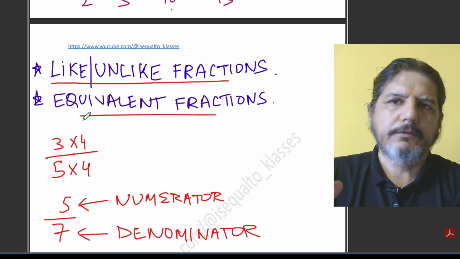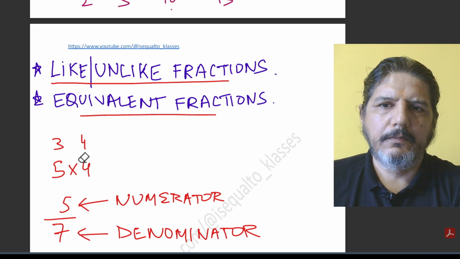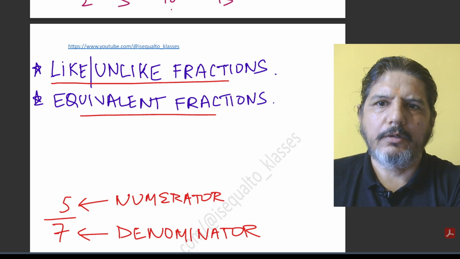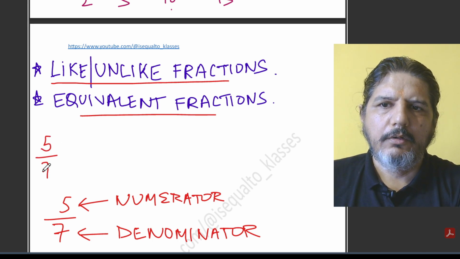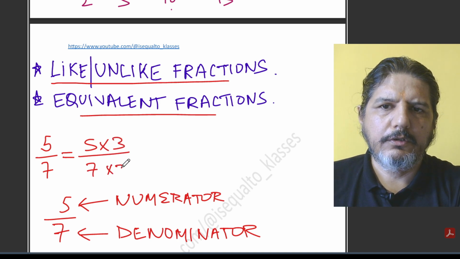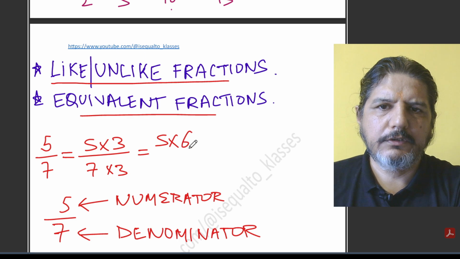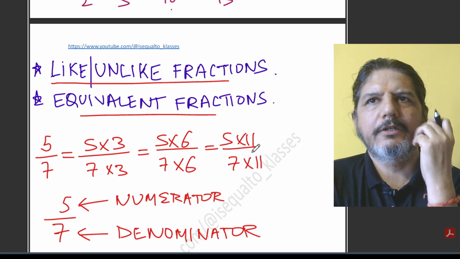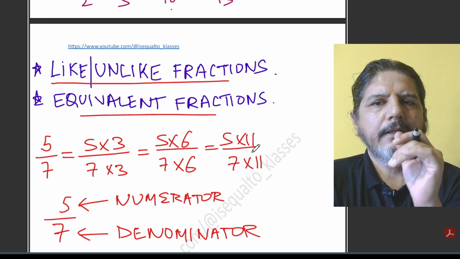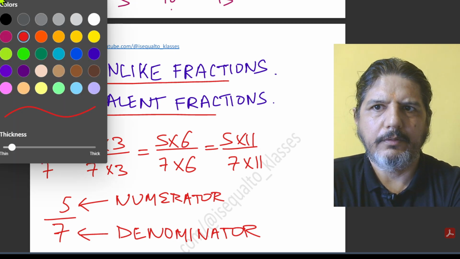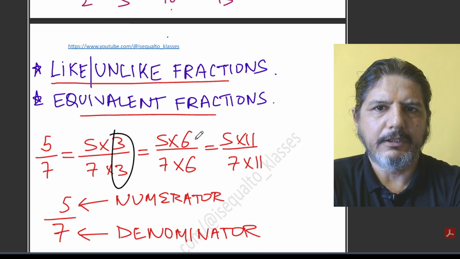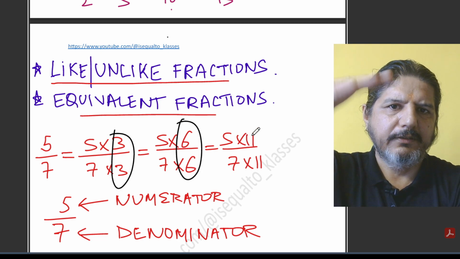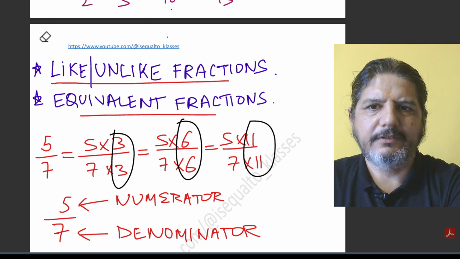So the property of fractions is, I'll specify this again. You take any fraction. For example, let's take 5 by 7. Now 5 by 7 would be equal to 5 into 3 by 7 into 3, which equals 5 into 6 by 7 into 6, which equals 5 into 11 by 7 into 11. You multiply the numerator and denominator by the same number. Here I have multiplied by 3, here by 6, and here by 11.